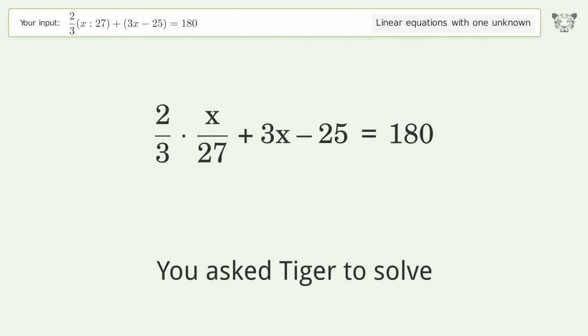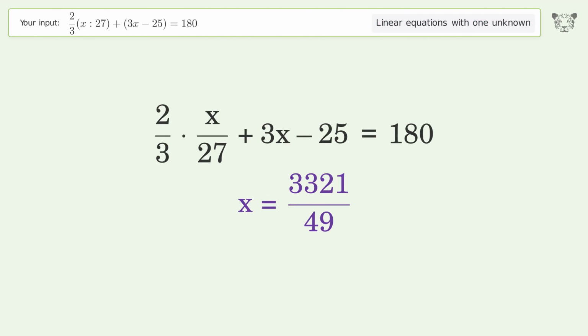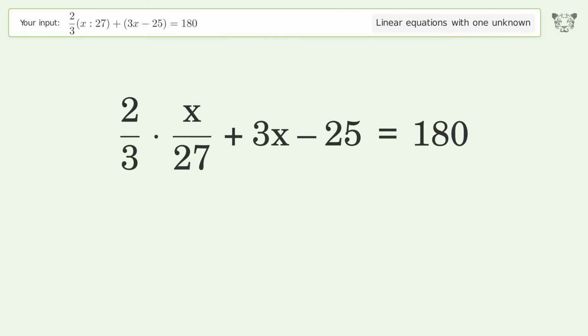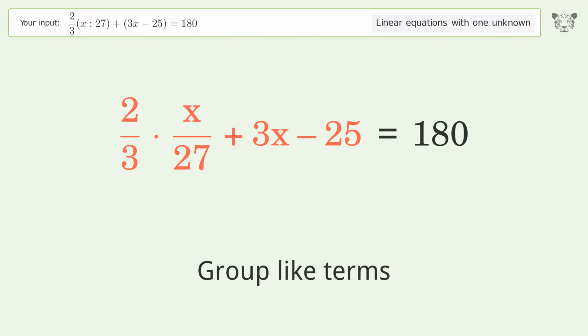You ask Tiger to solve. This deals with linear equations with one unknown. The final result is x equals 33/21 over 49. Let's solve it step by step. Simplify the expression. Group like terms.